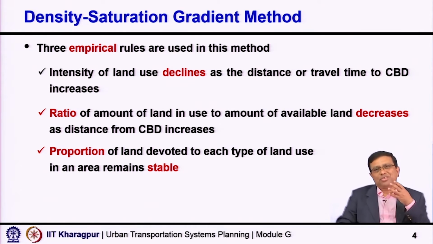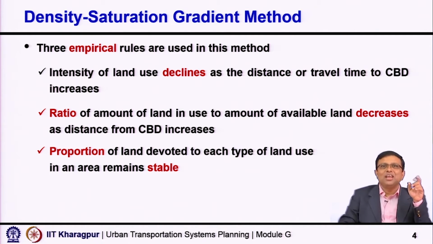Three empirical rules are considered in this model. One is that the intensity of land use declines as the distance or travel time to the CBD increases. So, as you go away from the CBD, the travel time increases, the distance increases, and as the distance and travel time increase, the intensity of land use declines.